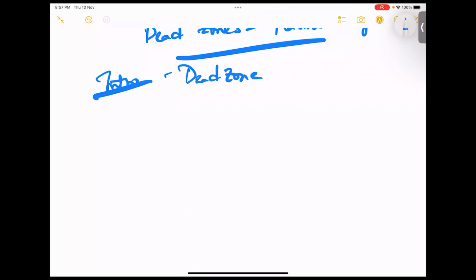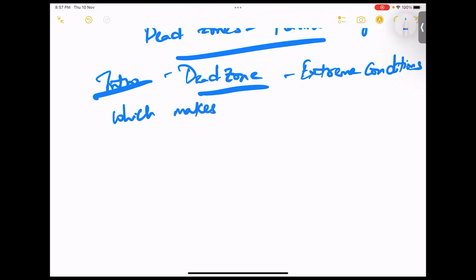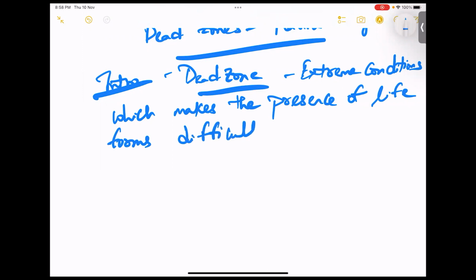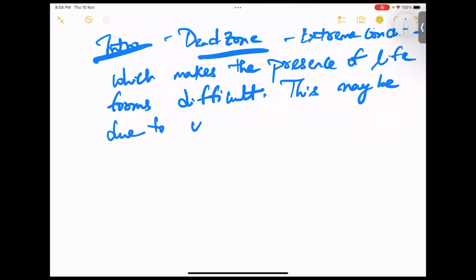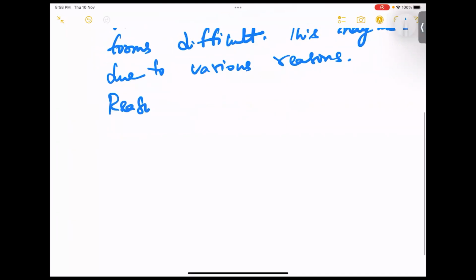So dead zone means basically a zone which has extreme conditions, which makes the presence of life forms difficult. Okay, and this may be due to various reasons, and then reasons for formation of dead zones.